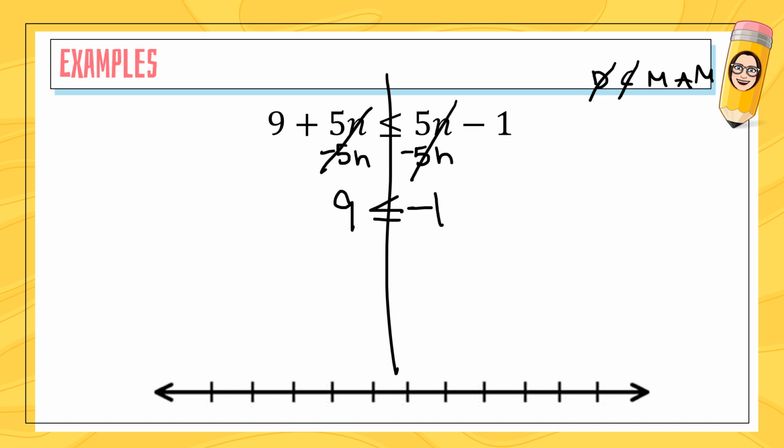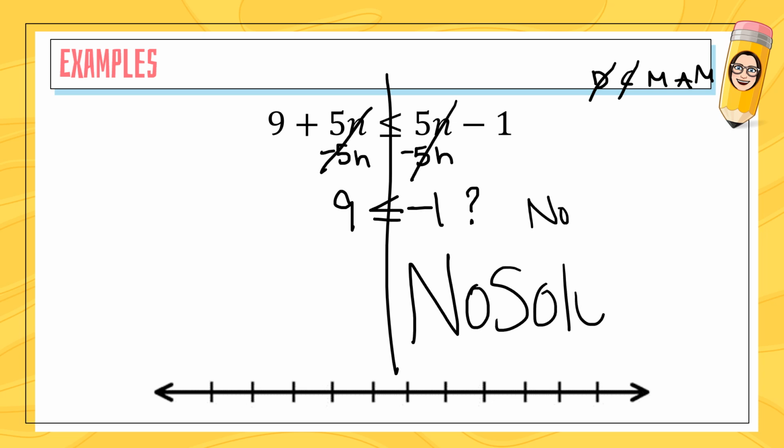This is like our equations, a true or false, a yes or no. Is 9 less than or equal to -1? Or is -1 the bigger number? No, that's not true. If it's not true, what's the words? No solution. That's still true, in the sense of you can still have special answers, special words. If all the letters disappear, I need words.